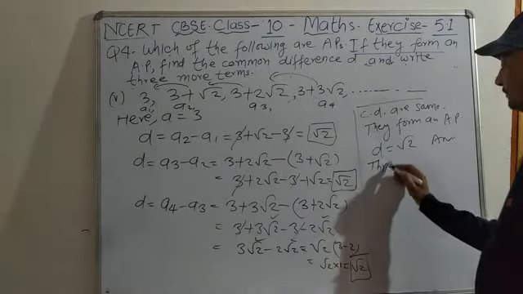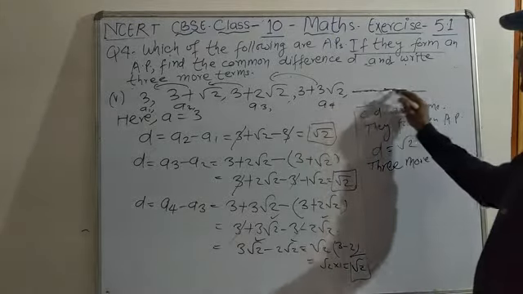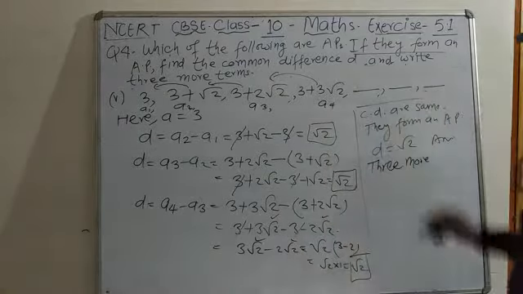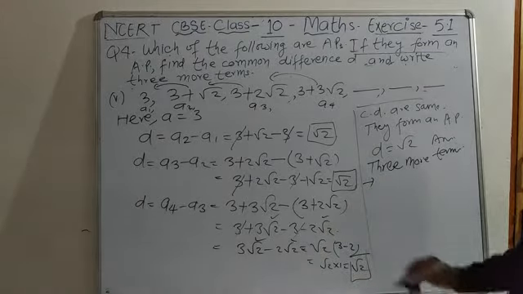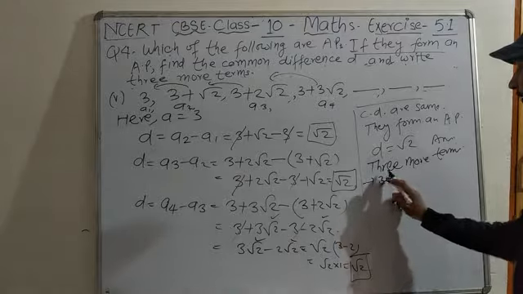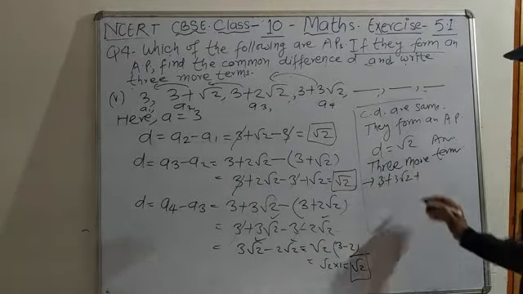3 more terms here. We need 3, like 1, 2 and 3 more terms. Number 1. Last number is 3 plus 3 root 2 plus D.